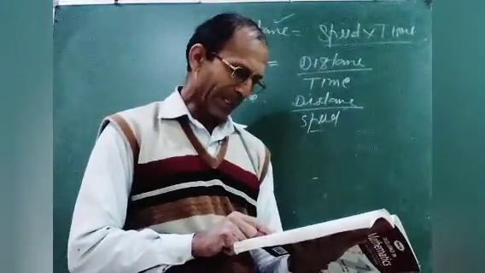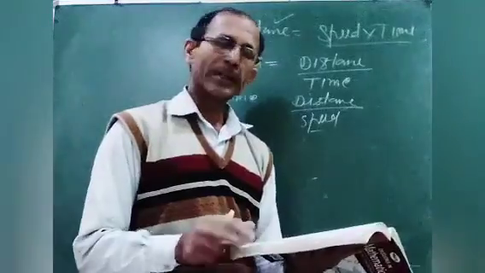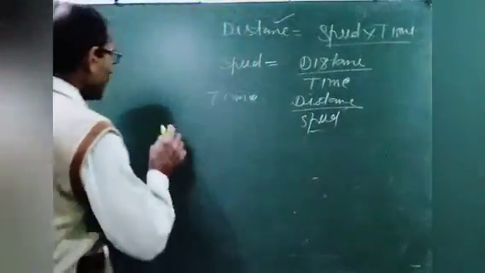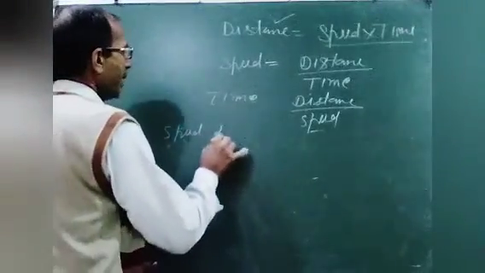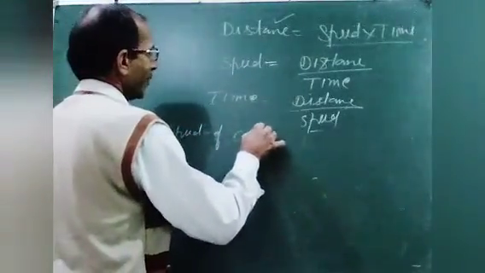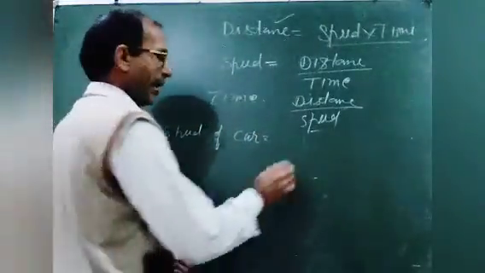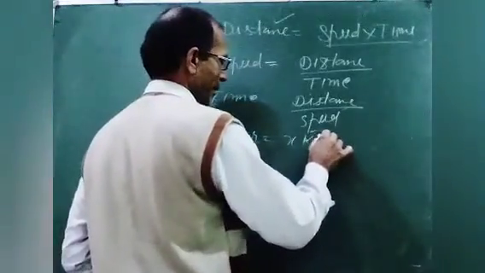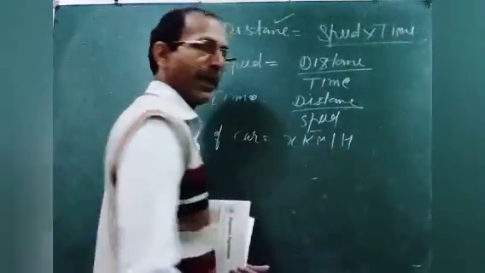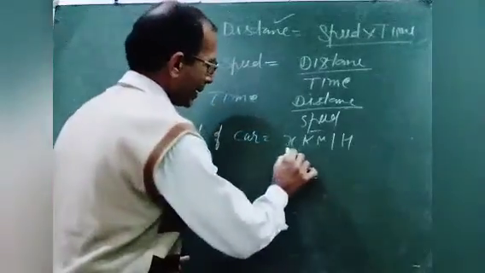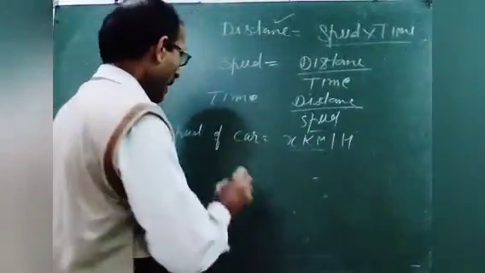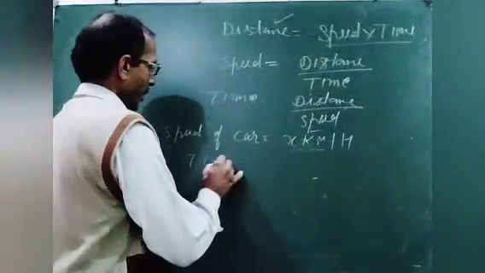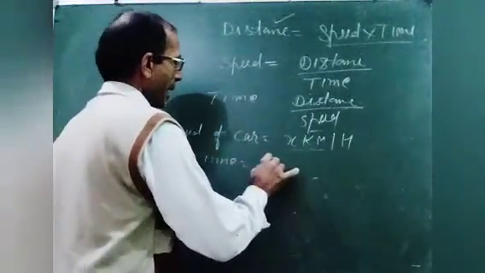And the speed of the car is x kilometer. So now I will write the speed of the car. What is the speed of the car? x kilometer per hour. This is the speed. How much time has she taken? Time 5 hours.